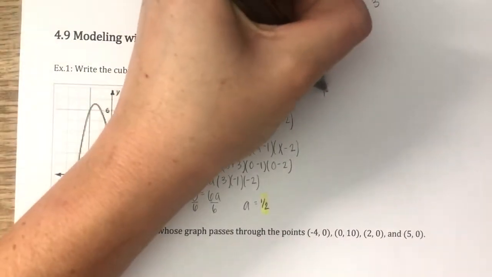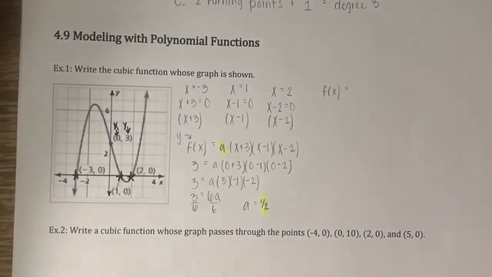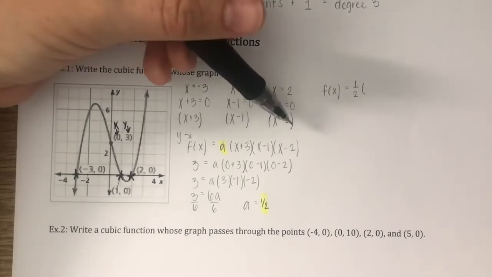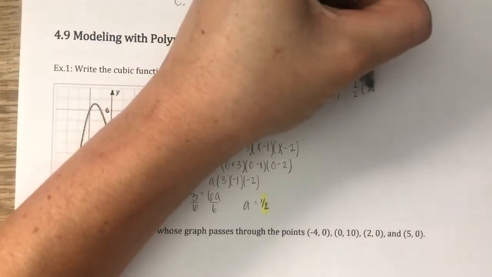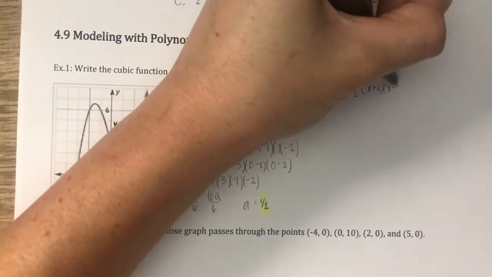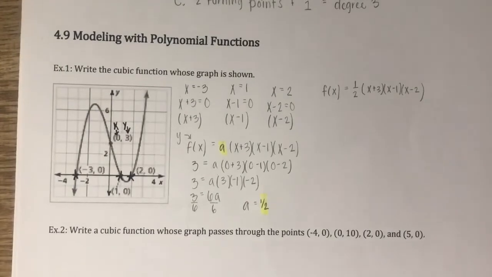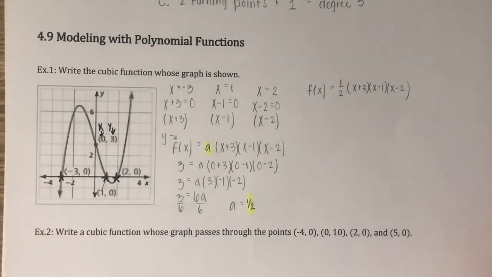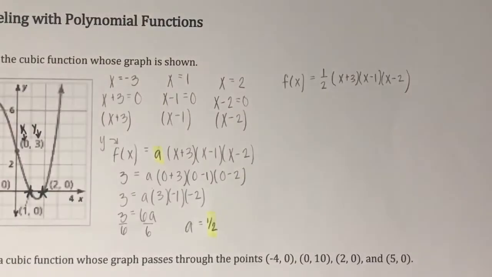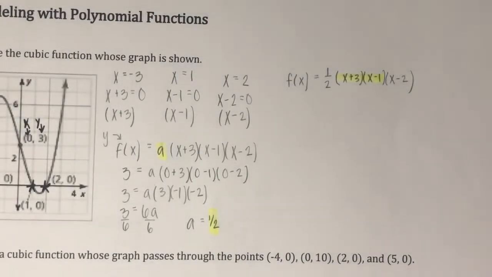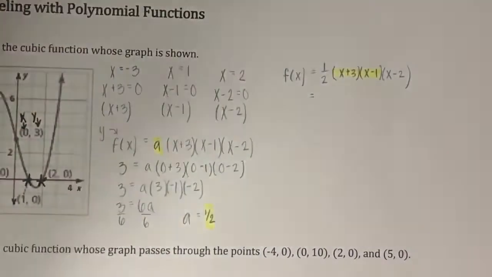So my new function will be f of x equals 1/2 times x plus 3 times x minus 1 times x plus 2. Wait, that should be x minus 2. When we're ready to get it in standard form, you really should hold off on multiplying in the 1/2 until the end. It makes it a little bit easier that way. The first thing we'll do is multiply the x plus 3 times the x minus 1 together. We'll just FOIL those and leave the 1/2 out in front.